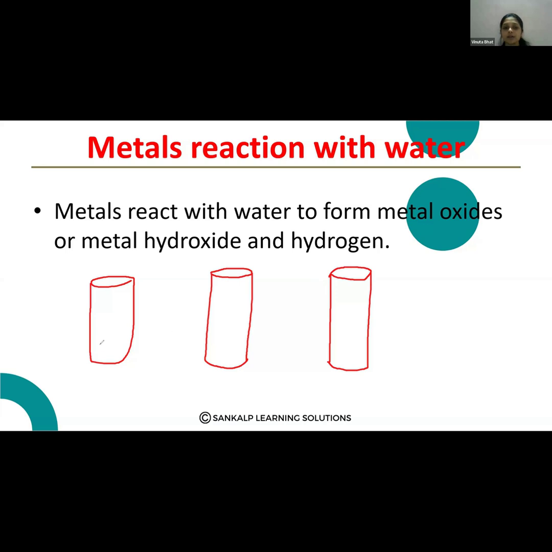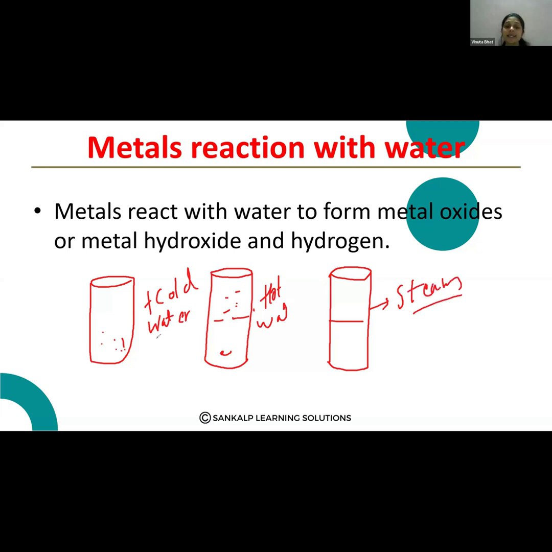Okay. So here I will take some metal plus cold water, then hot water, some metal samples plus hot water, then some metal samples with steam. Okay, some metal samples with steam.